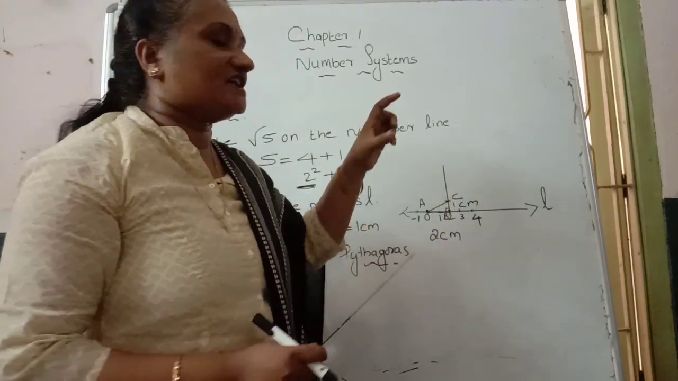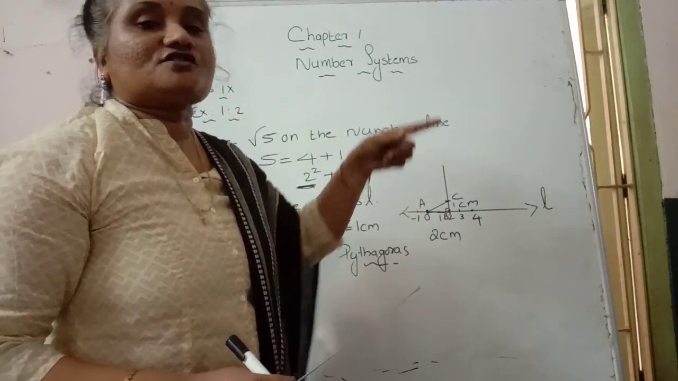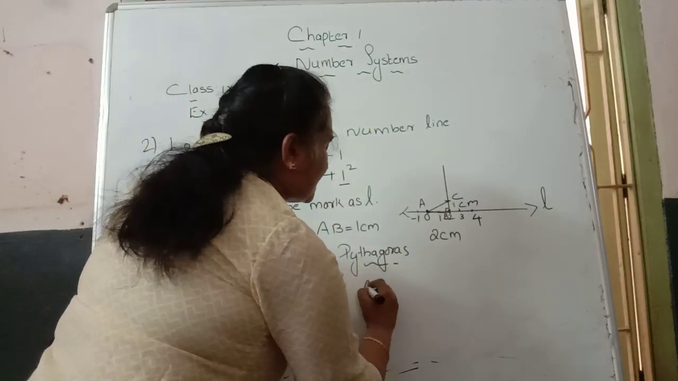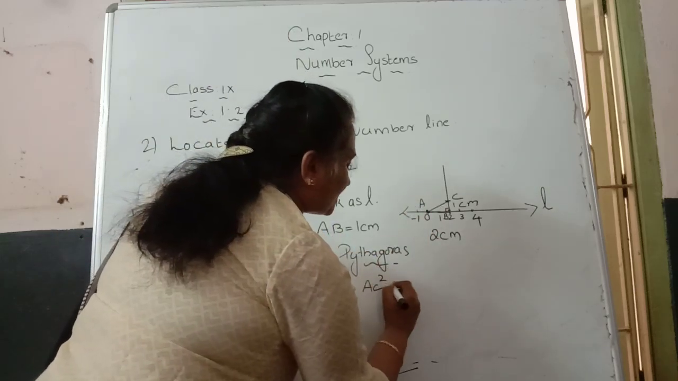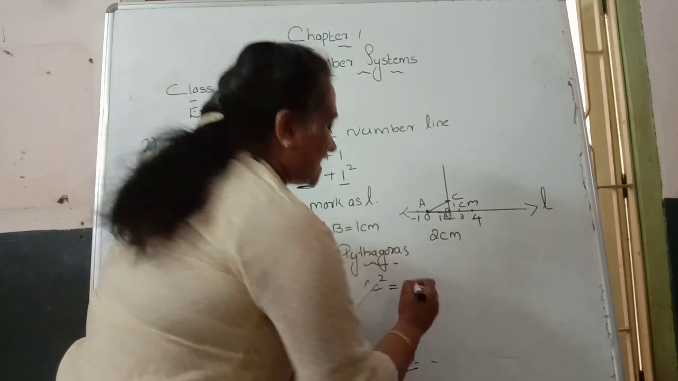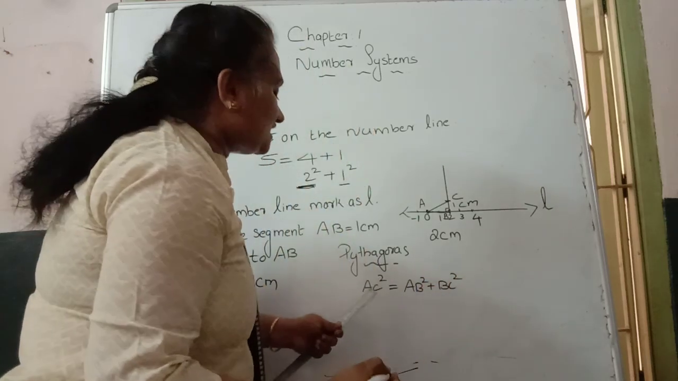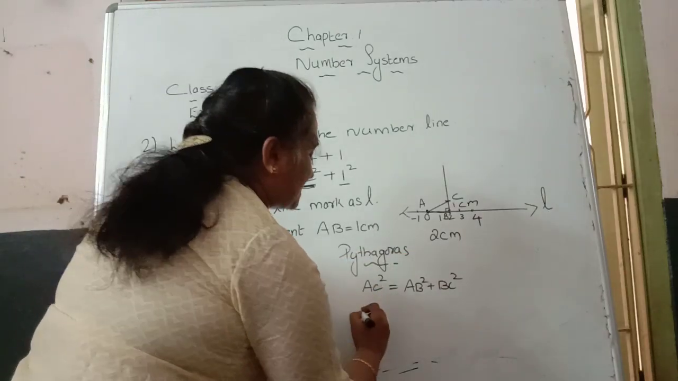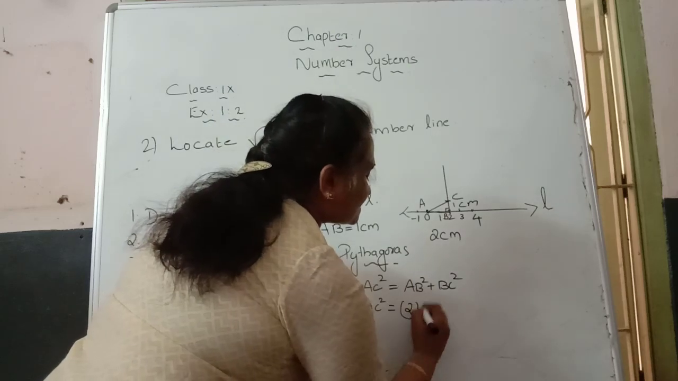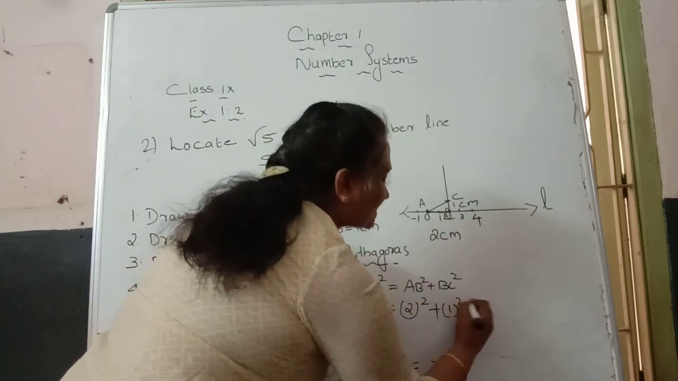The Pythagoras theorem says that in a right angle triangle, the square of the longest side is equal to the sum of the squares of the other two sides. Here in this right angle triangle, which is the longest side? AC is the longest side. That side square equals the other two sides, AB side square plus BC side square. We don't know the AC value and we want to find it. AB is 2, so 2 square. BC we marked 1, so 1 square.